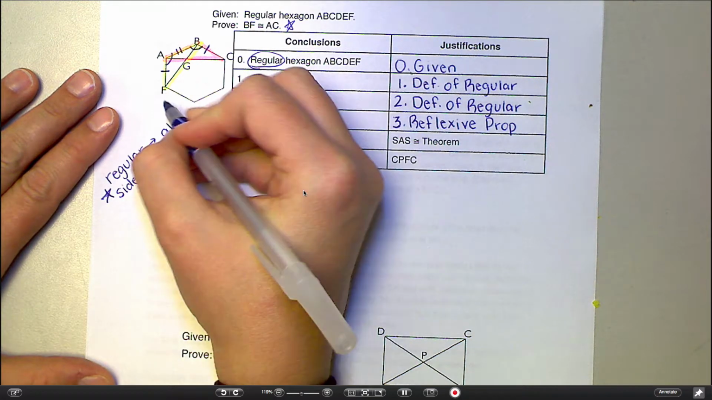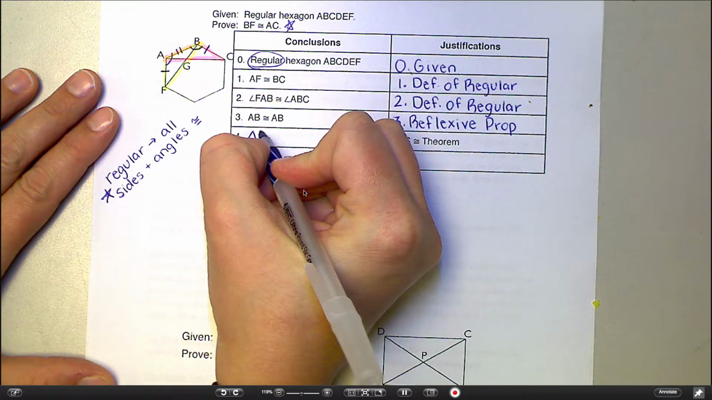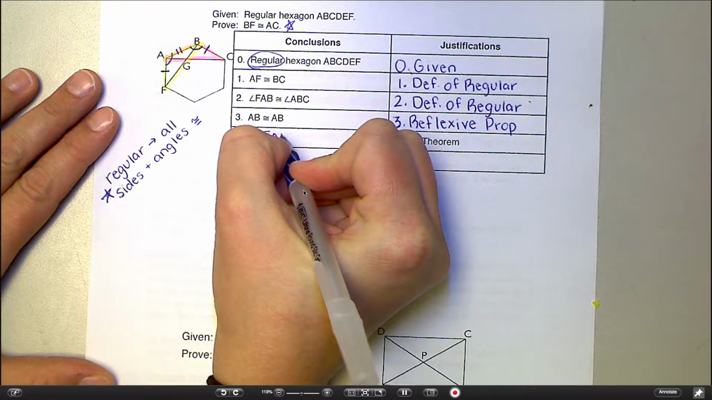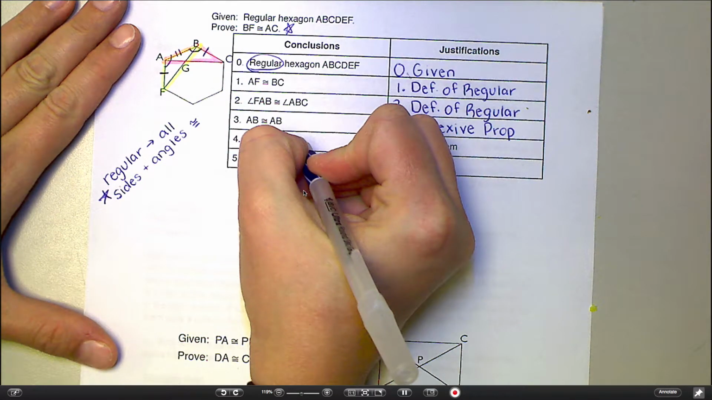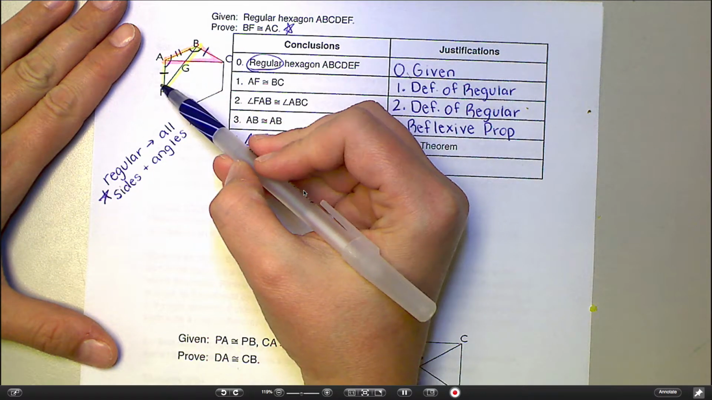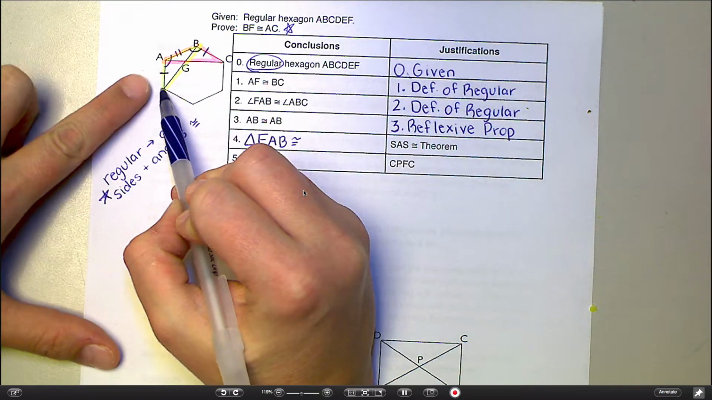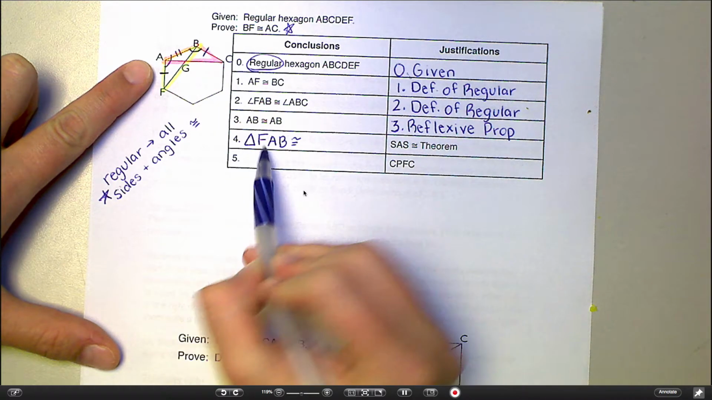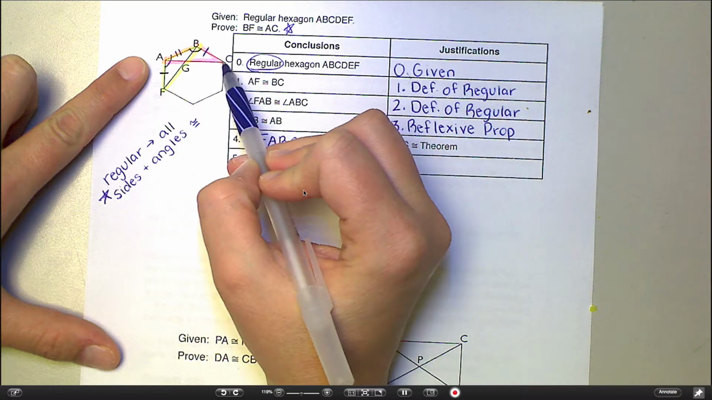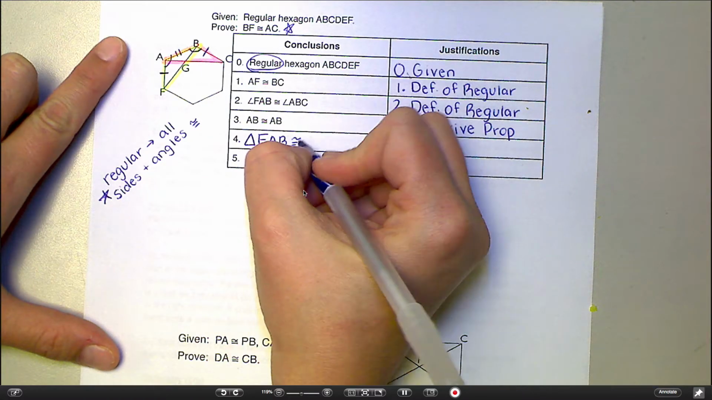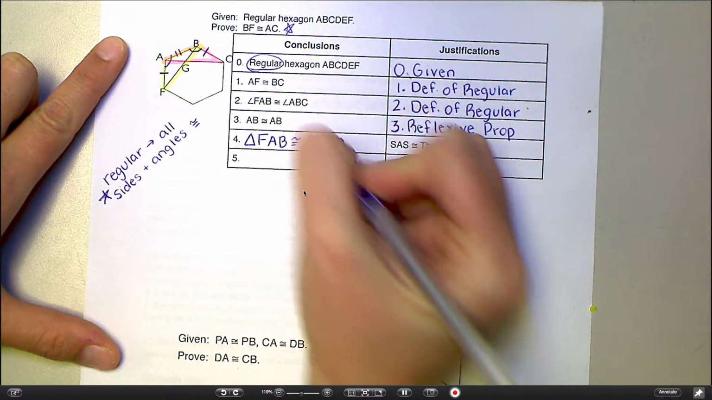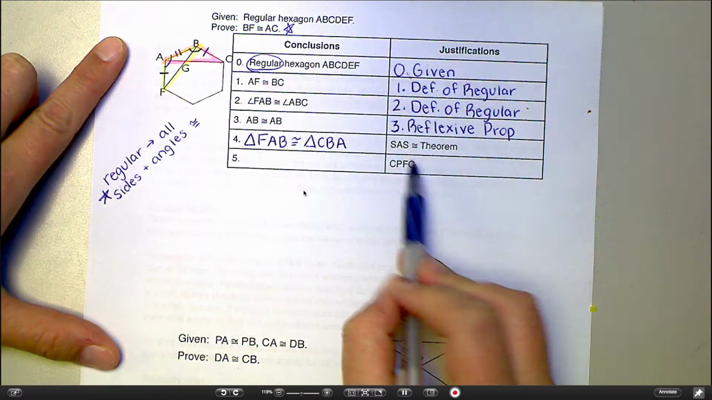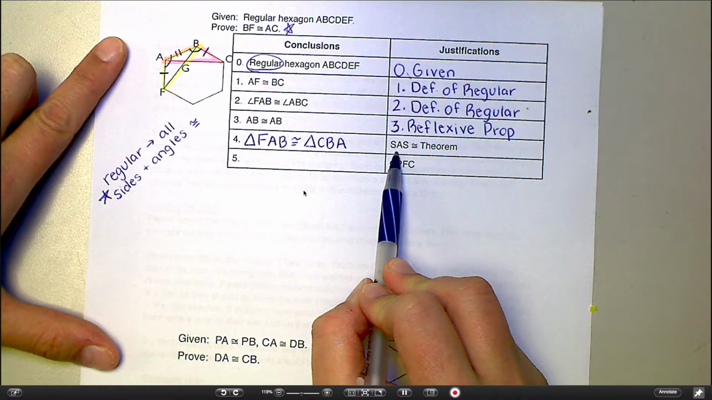I know triangle FAB has to be congruent to, and if I name this one FAB, I have to look at what side goes with FA. FA corresponds with CB, so I would name my other one CBA. And again, we had already sort of talked about this, but that's the side angle side theorem.